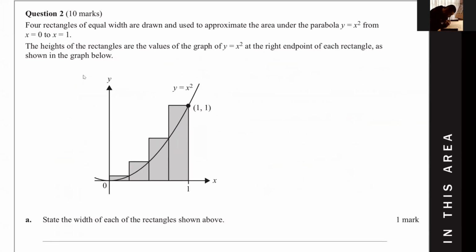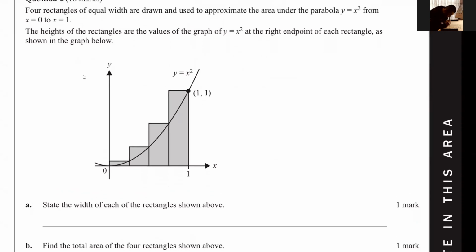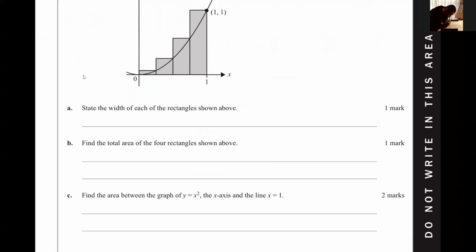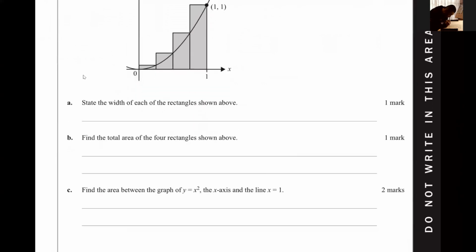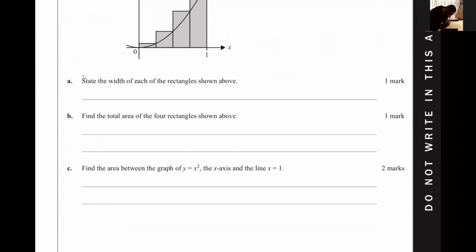4 rectangles of equal width are drawn and used to approximate the area under the parabola y equals x squared from 0 to 1. The heights of the rectangles are the values of the graph at the right endpoint of each rectangle as shown in the graph below. I think in the current study design, the trapezium method will be a bigger focus. But state the width of each of the rectangles shown above. Find the total area of the 4 rectangles and find the area between y equals x squared, the x-axis, and the line x equals 1. So the width is just 0.25 or a quarter.